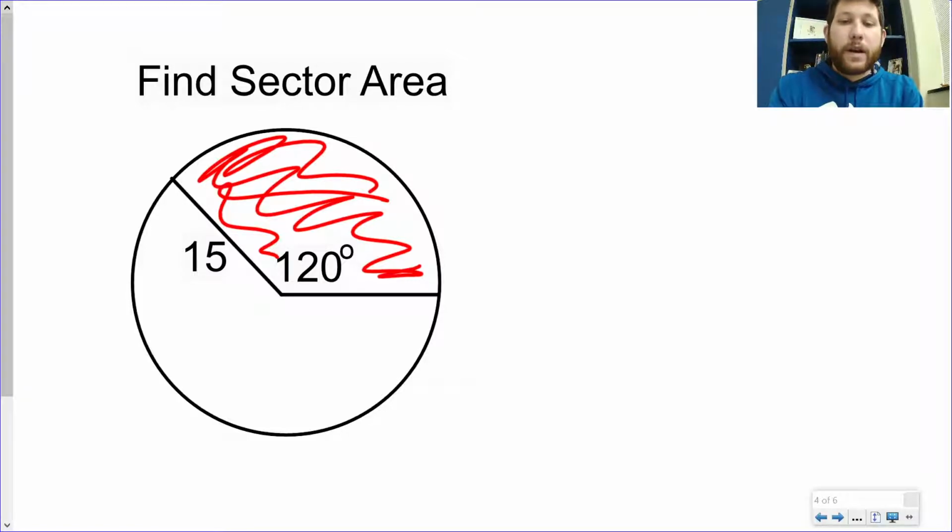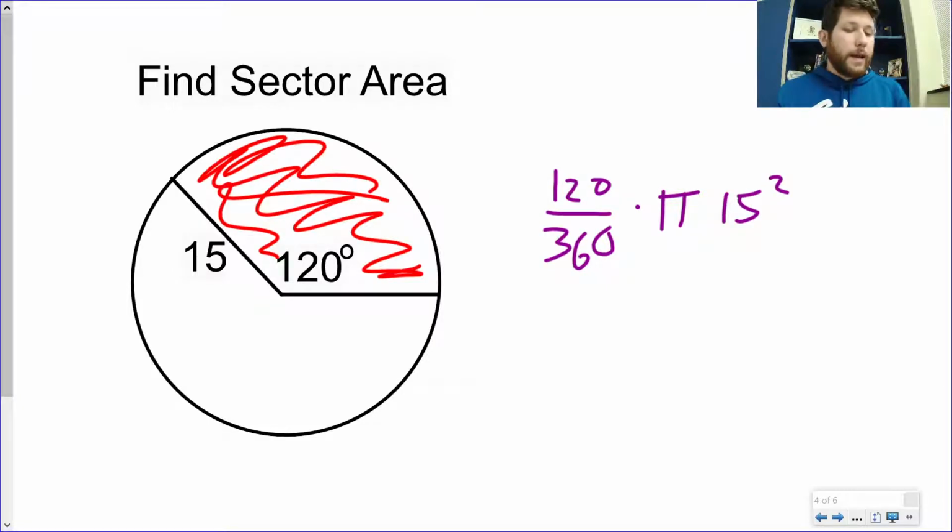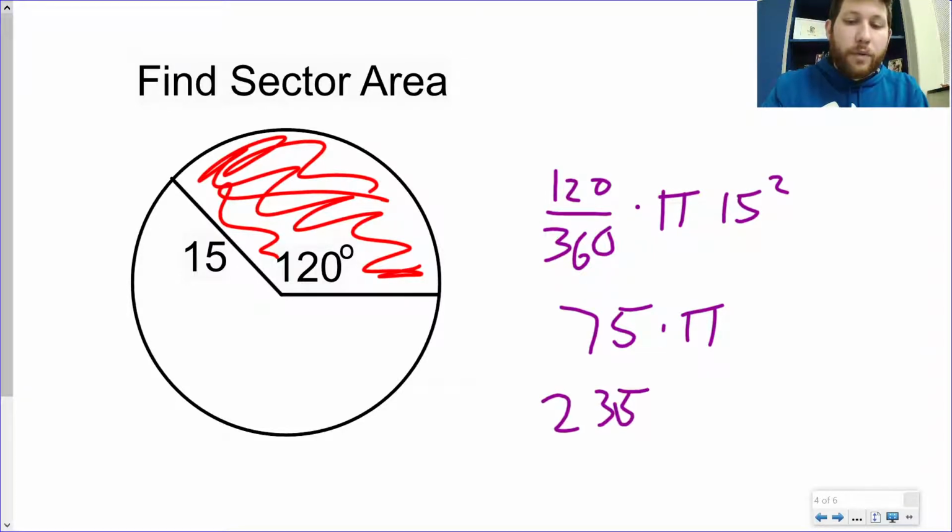So find the sector area. This is just going to be 120 over 360 times pi r squared. So let's go ahead and solve this in terms of pi, and then we'll round to the nearest tenth. So 120 over 360 times 15 squared. That gets me 75 times pi. And if I multiply pi in, I end up with something like 235.6.